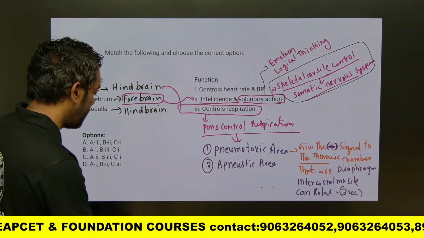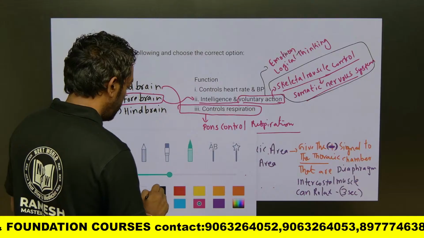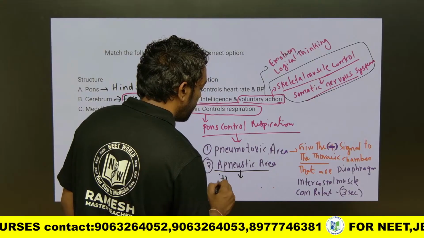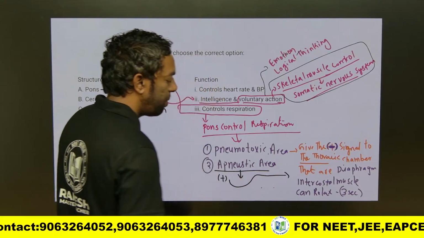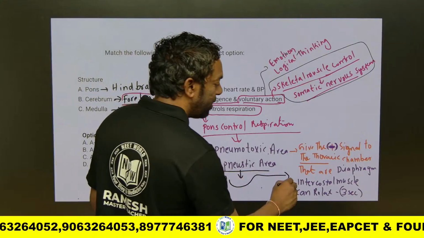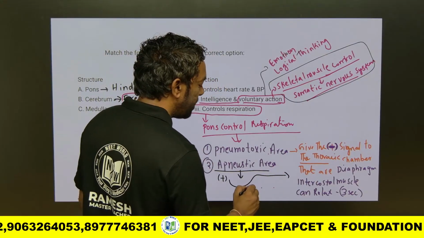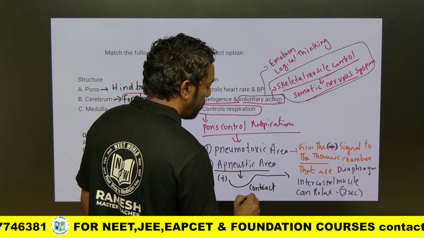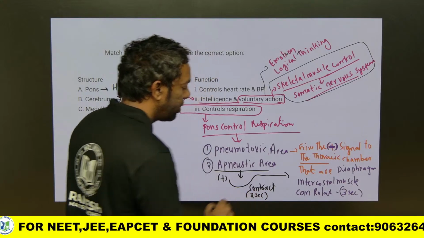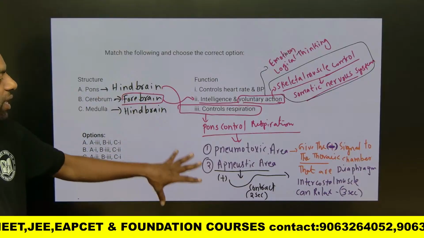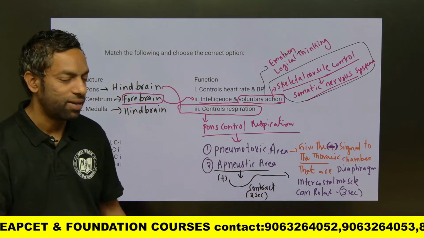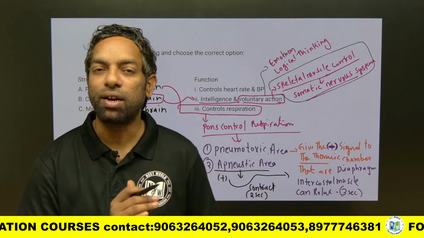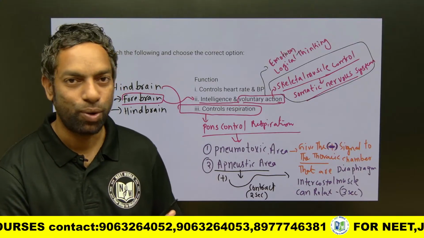Coming to the apneustic area, it gives positive signals to the thoracic chamber. With positive signals, the diaphragm and intercostal muscle can contract up to 2 seconds. This is how the pons regulates the breath rate, respiration. The intercostal muscle and diaphragm contract or relax under the control of the pons.